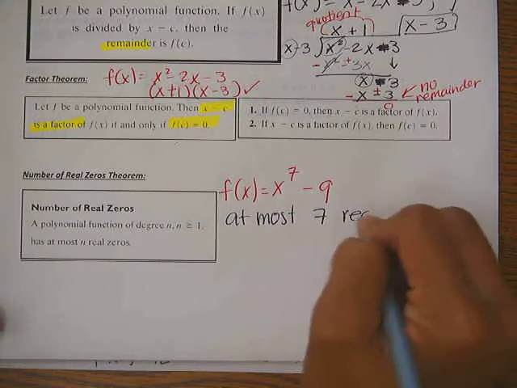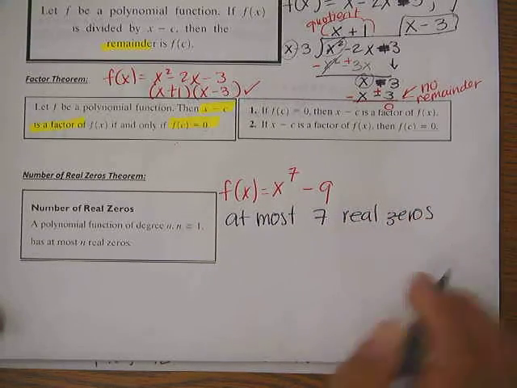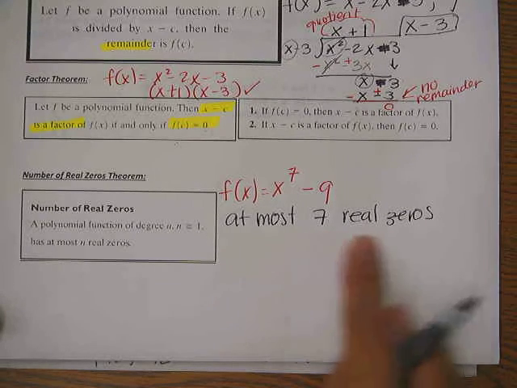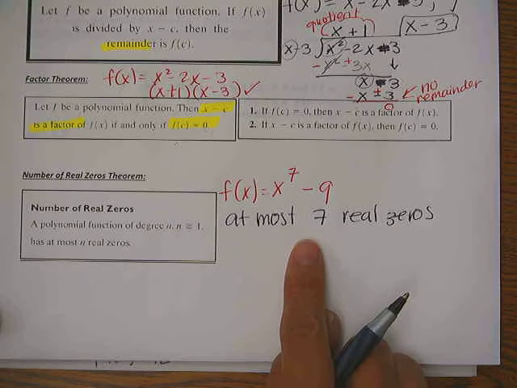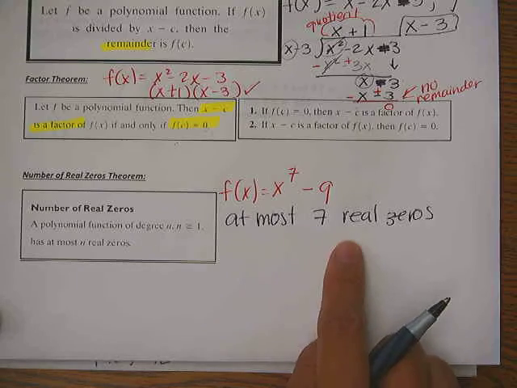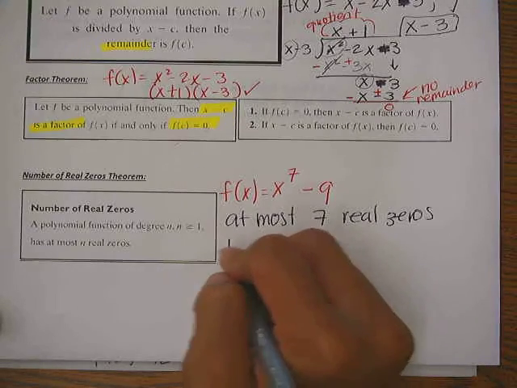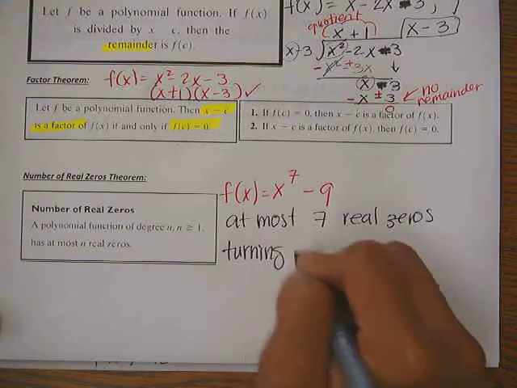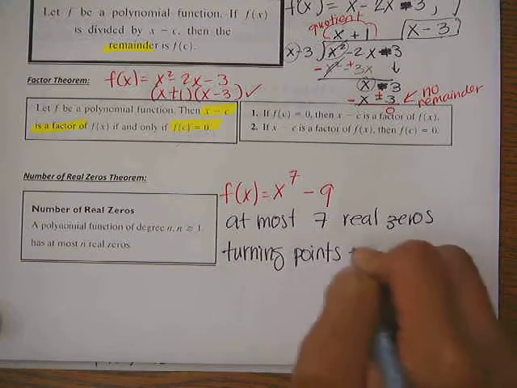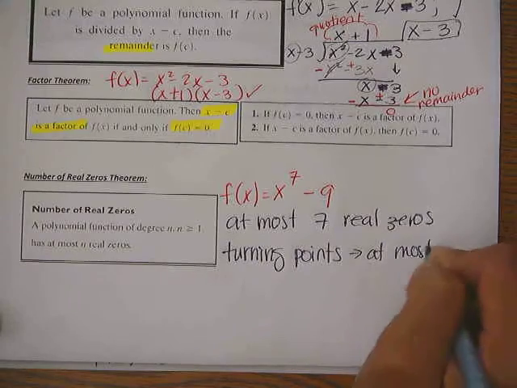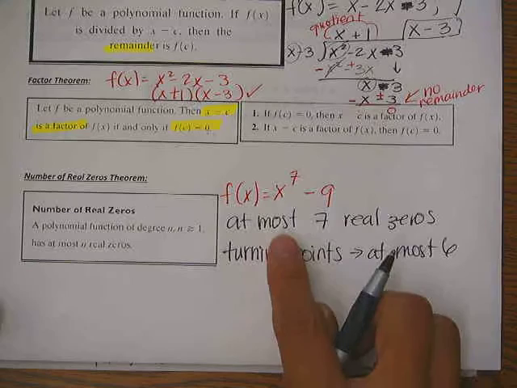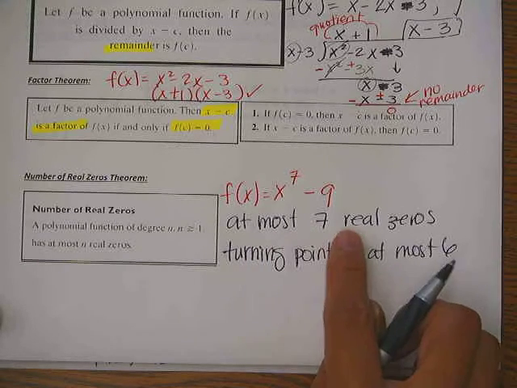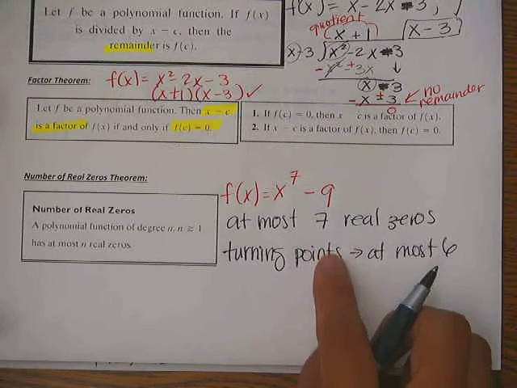7 real zeros, okay? That doesn't mean I have exactly 7 real zeros. I might have 1 real zero or 0, no real zeros at all, and all of it imaginary. But it's kind of different from turning points. Let me bring turning points back. Turning points, I have at most 6. Okay, so turning points always less, but real zeros 7. This again doesn't mean I will have all 7. I might have 7, 6, 5, 4, 3, 2, 1, or not at all.